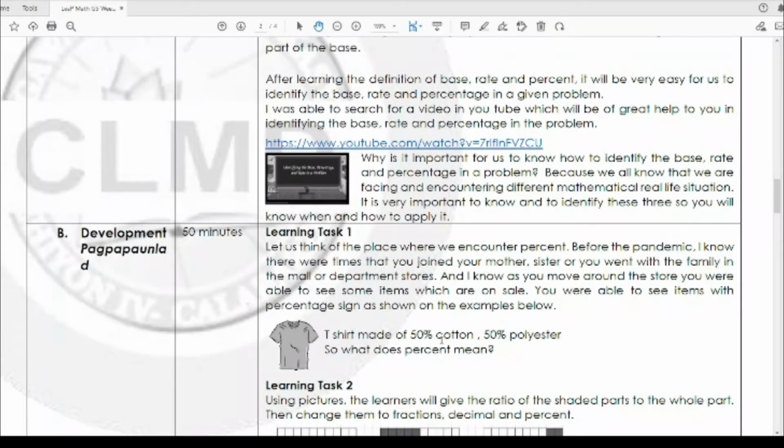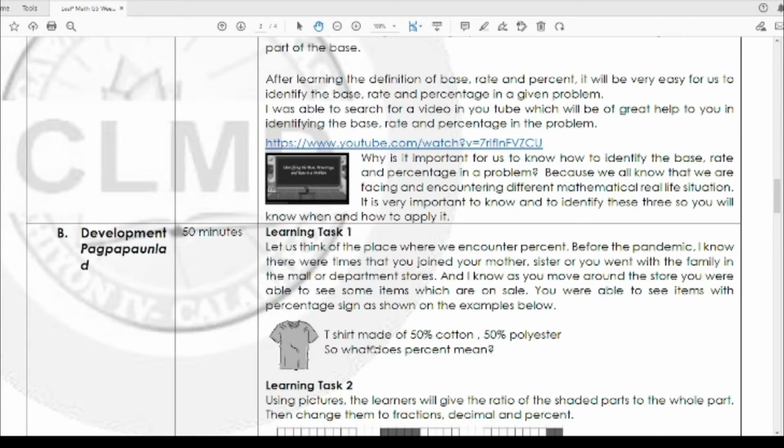Let us think of the place where we encounter percent. So, where did you encounter this percent? Before the pandemic, I know there were times that you joined your mother, sister, or you went with the family in the mall or department stores. And I know as you move around the store, you were able to see some items which are on sale. You were able to see items with percentage sign as shown on the examples below.